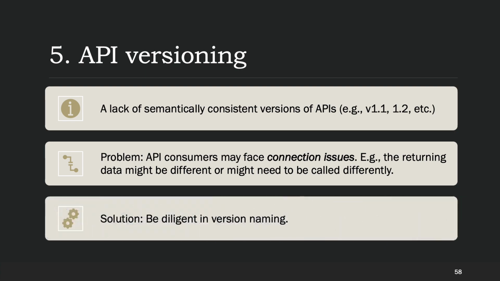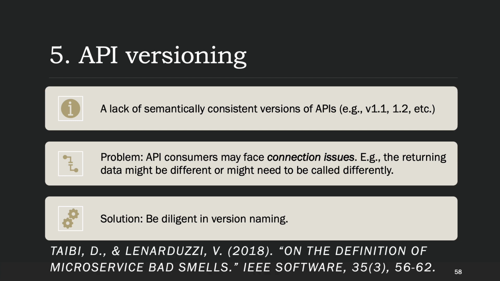So in order to solve this, the APIs simply need to be semantically versioned to allow services to know whether they are communicating with the right version of the service or whether they need to adapt their communication to a new contract. So basically, we need to be diligent in version naming. To read more about microservice-specific bad smells, I invite you to read the article on the definition of microservice bad smells published in the IEEE Software.